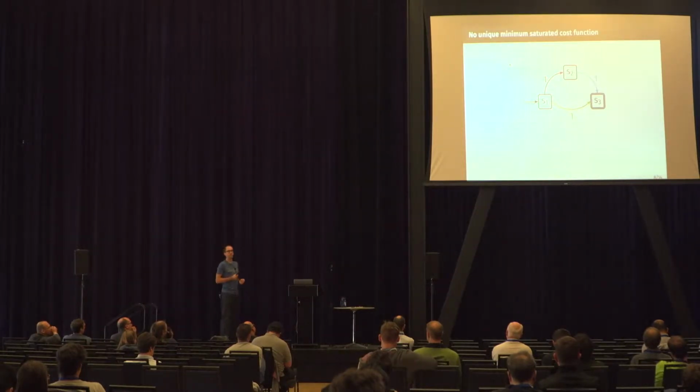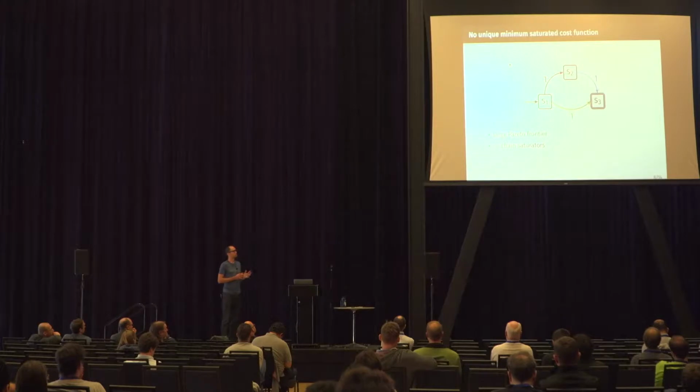Then all cost functions where the cost for this operator and this operator sum up to 1 will be minimal for preserving S1, because this distance is 1. And what this means is that we now have a large Pareto frontier of cost functions that we can choose from, and it's quite difficult to choose a good one.